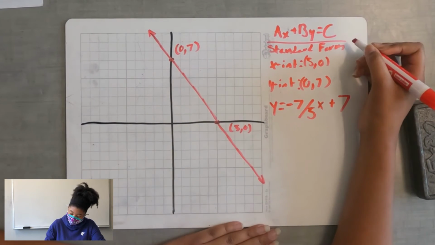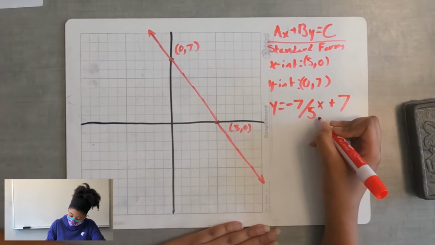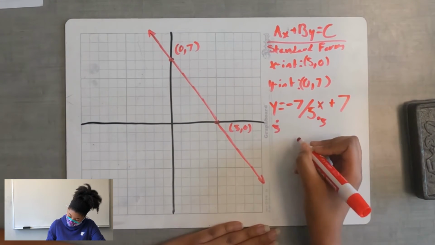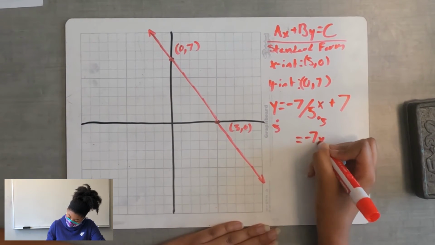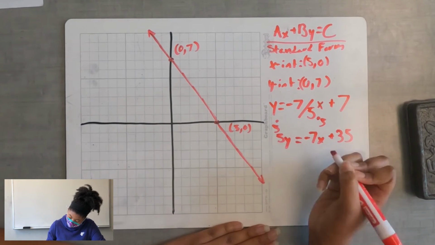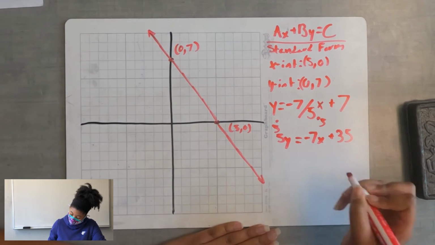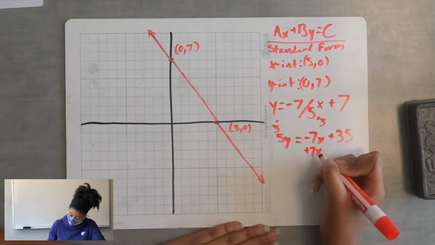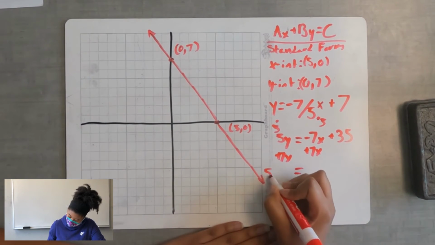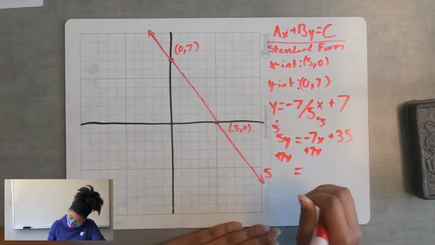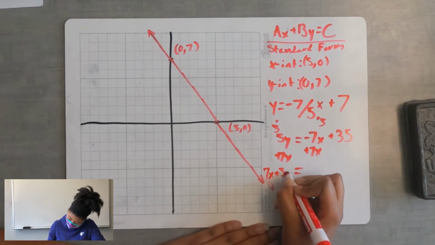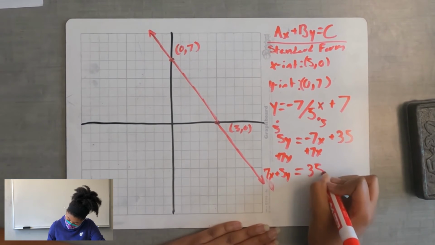Now in order to change this to standard form, we're just going to do a standard conversion here. So first we're going to multiply both sides by 5, and that includes this 7 here. So that gets you -7x plus 35 equals 5y. In order to get the x on the same side as the y, we're going to add 7x to both sides. So that'd be plus 7x and plus 7x. And that's how you get it in the standard form of 7x plus 5y equals 35.